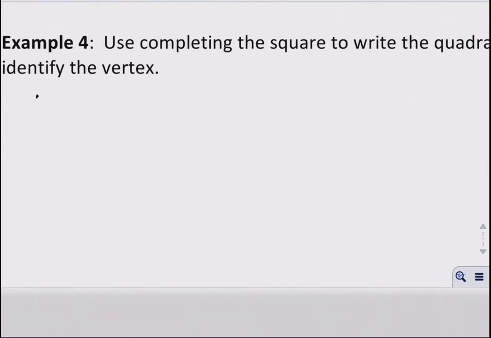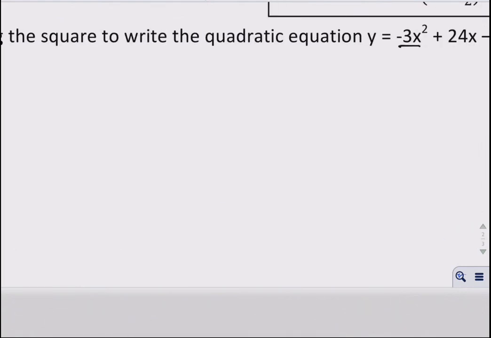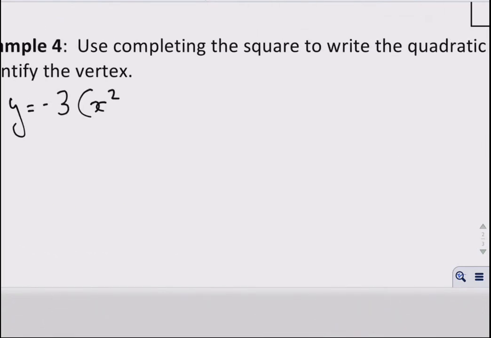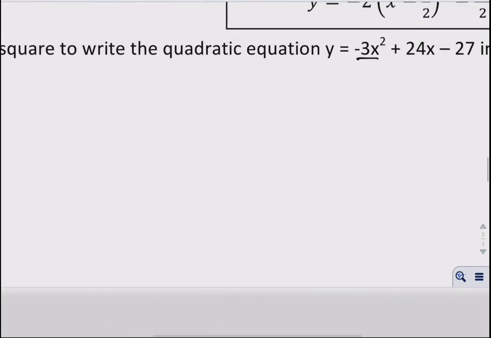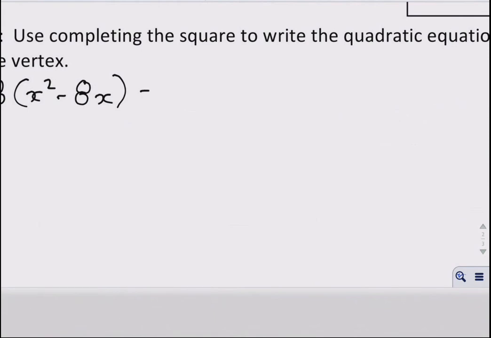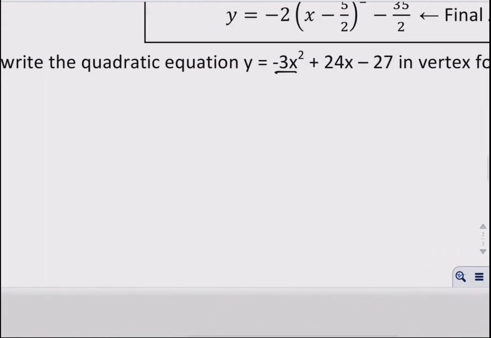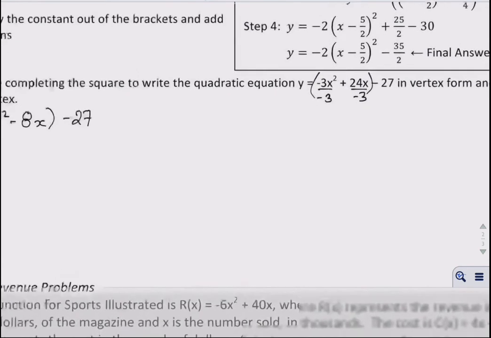My parabola is y equals negative 3 times x squared minus 8x, and then the minus 27 stays at the end. So each term here I've divided by negative 3, well, just the first two. Okay, and that's how I get the 1 in the first case and the negative 8 in the second.